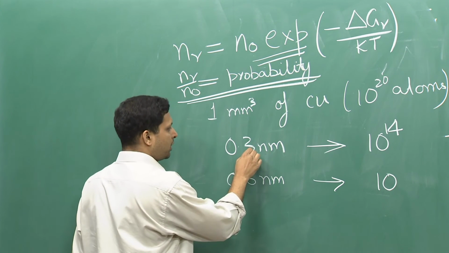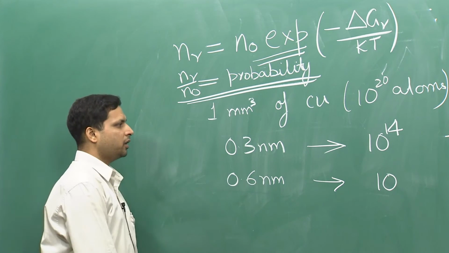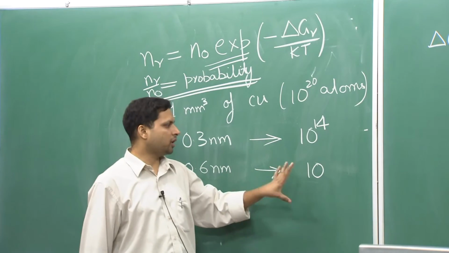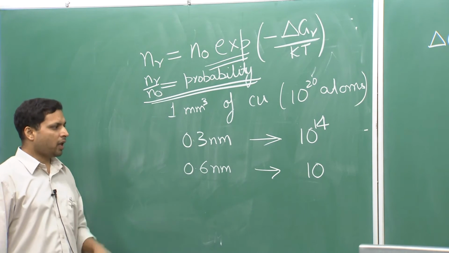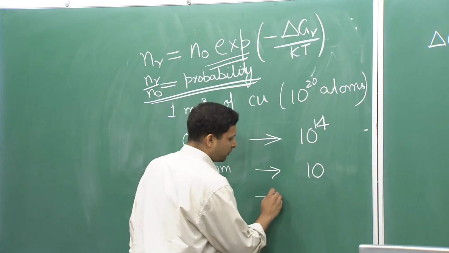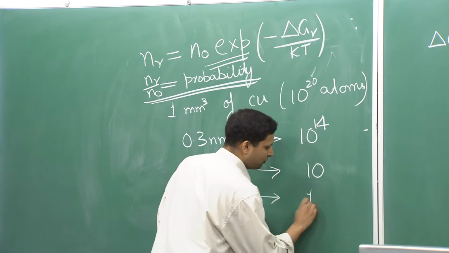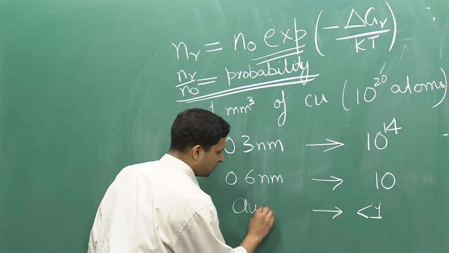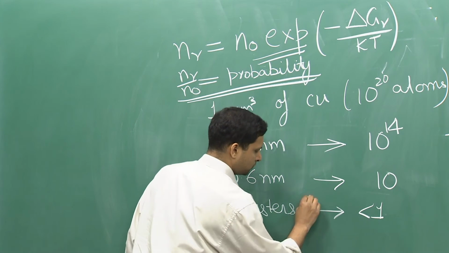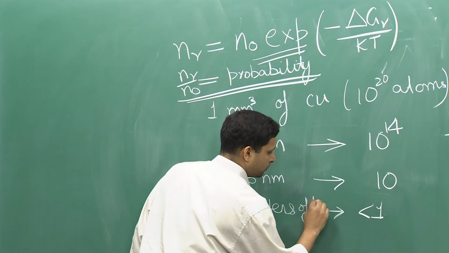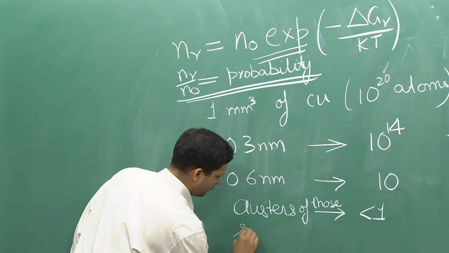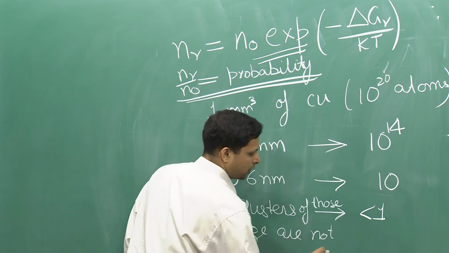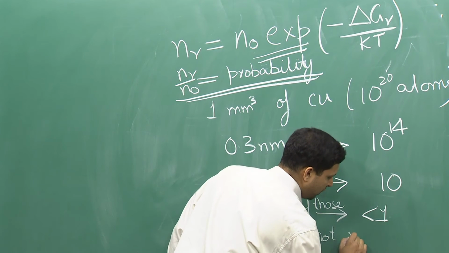Now you see we have increased just from 0.3 nanometer to 0.6 nanometer, and the number of clusters that you can find has decreased from 10 to the 14 to 10. If we go on like this, very soon you would see that the number of clusters may actually reduce to less than 1, in which case it means that clusters of those sizes are not meaningfully probable.